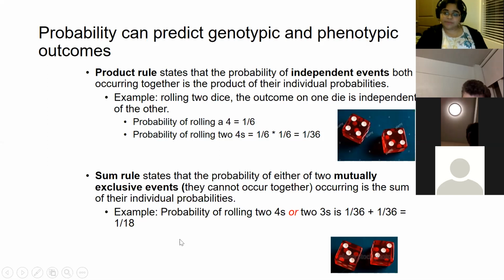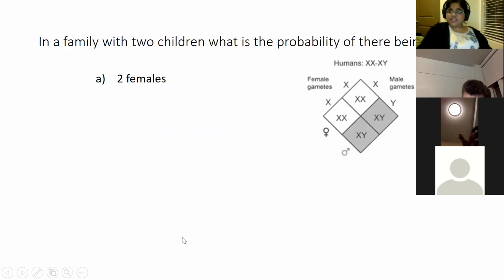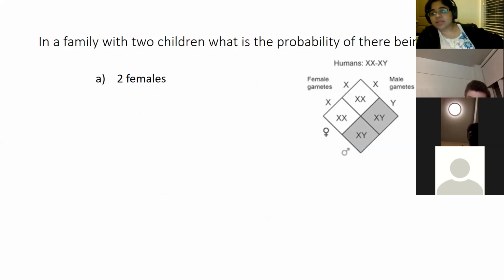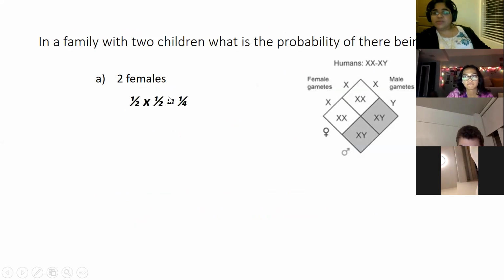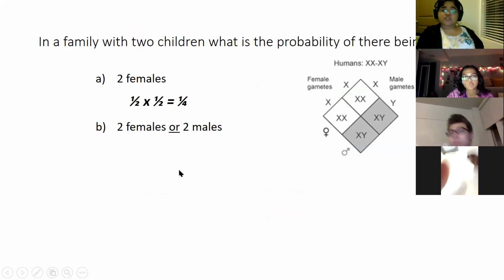Oh, yes. Thank you. So another example that looks more like genetics than statistics is this question here. In a family with 2 children, what is the probability of there being 2 females? So what do you guys think? Wouldn't that be 1/2 times 1/2? So that would give us 1/4, right? How about 2 females or 2 males?